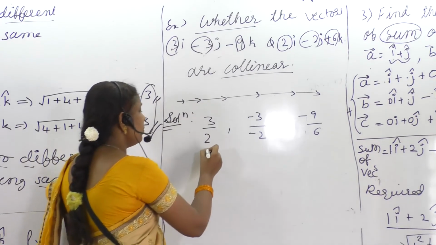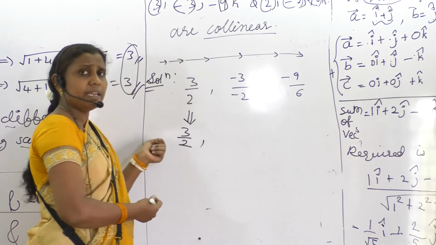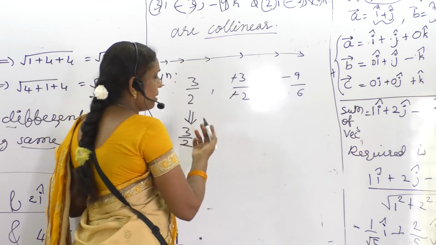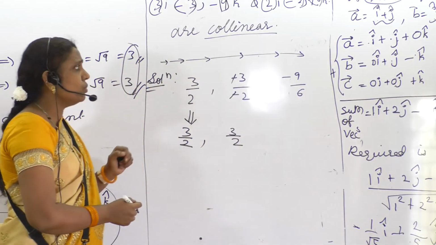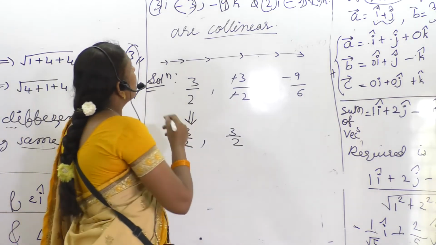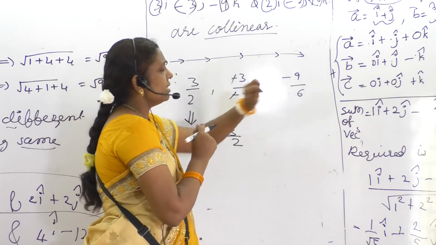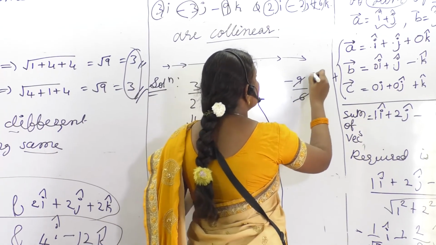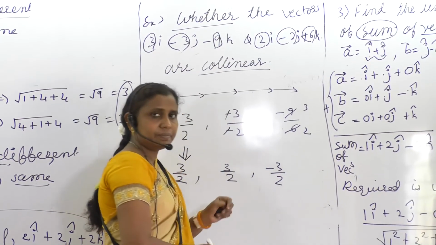Let us check for this. 3 by 2 cannot be cancelled further. That's why 3 by 2 itself. But here minus and minus can be cancelled and you will find the final answer as 3 by 2. Minus 9 and here it is plus 6. Check it here. 3 2s are 6, 3 3s are 9, minus 3 by 2 is the answer.